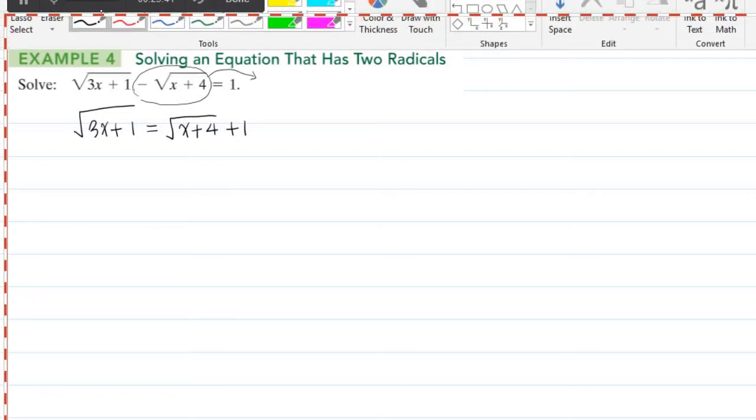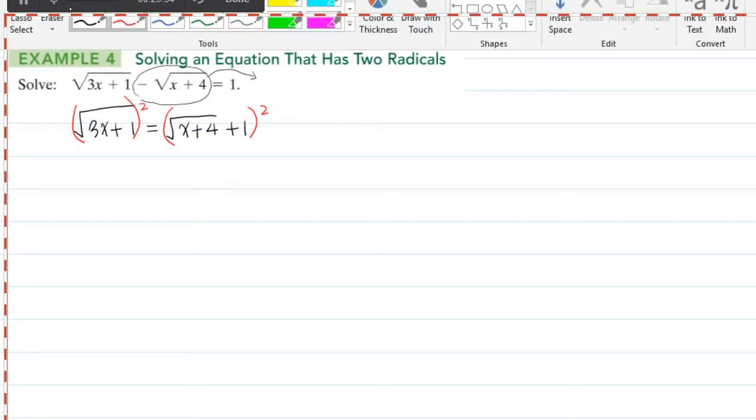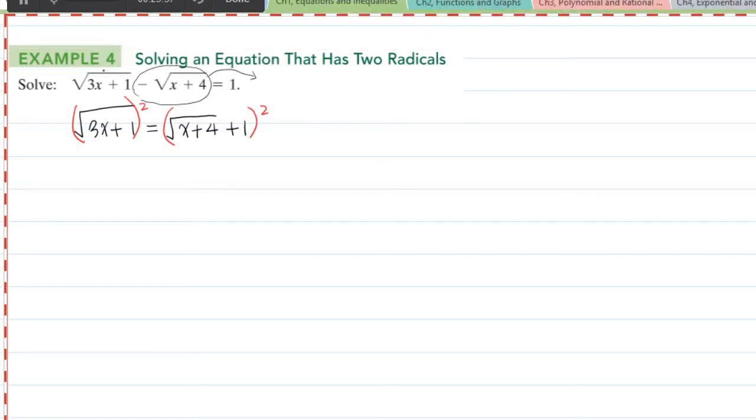So let's use a different color. Okay, let's use red. Isolating. And then now we're going to raise the power. Because we know on the left hand side, the square root and the square are going to cancel out, so we're going to have 3x plus 1 equal to this side. We have to expand it a little bit. Again, the concept is exactly the same. Let's do this right here.